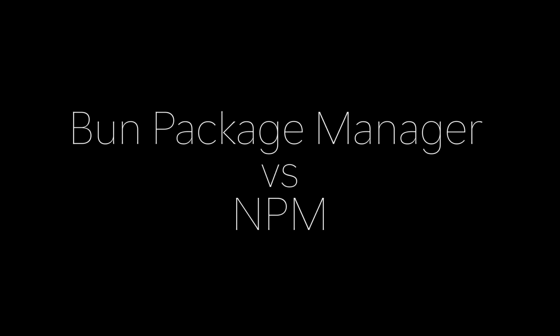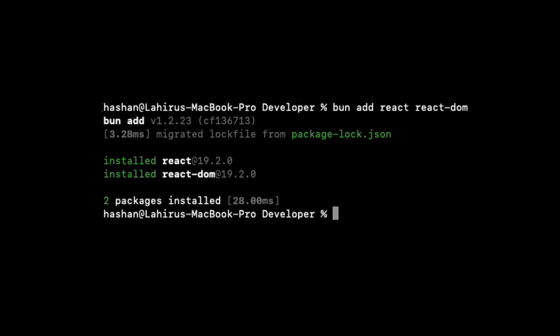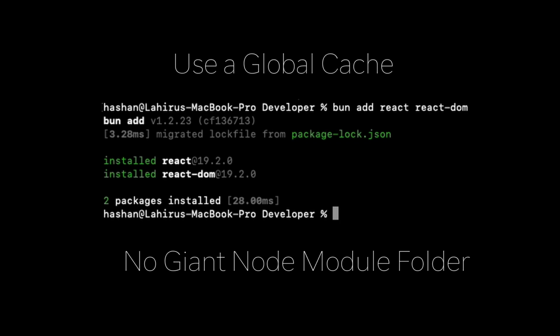Bun Package Manager versus NPM. Bun comes with its own package manager that replaces NPM and Yarn. Let's see how it works. Done! That was lightning fast. Unlike NPM, Bun uses a global cache instead of a giant node_modules folder.